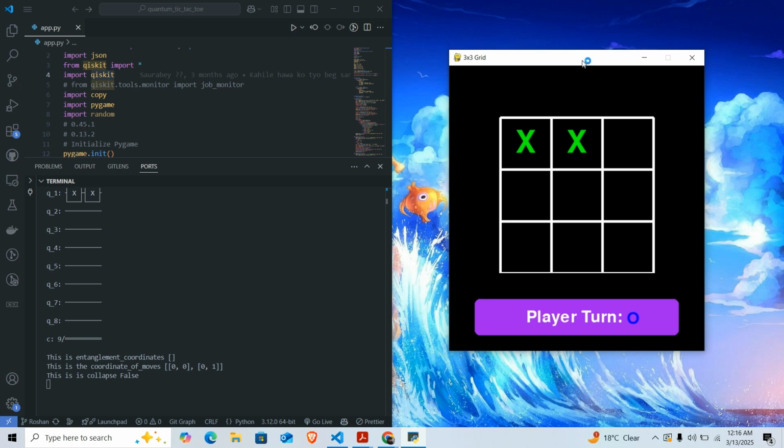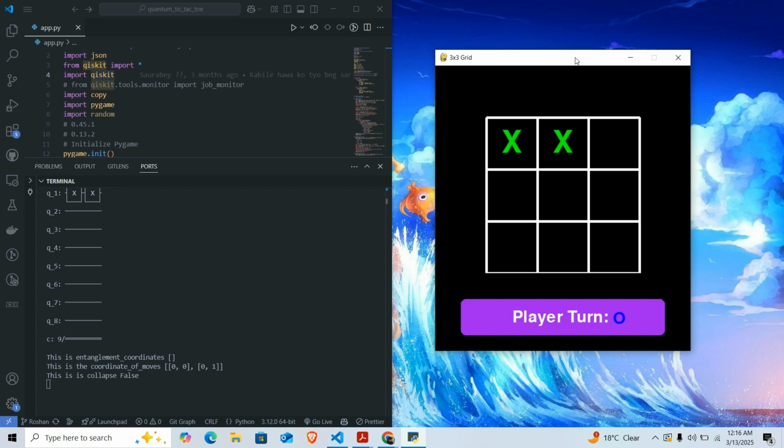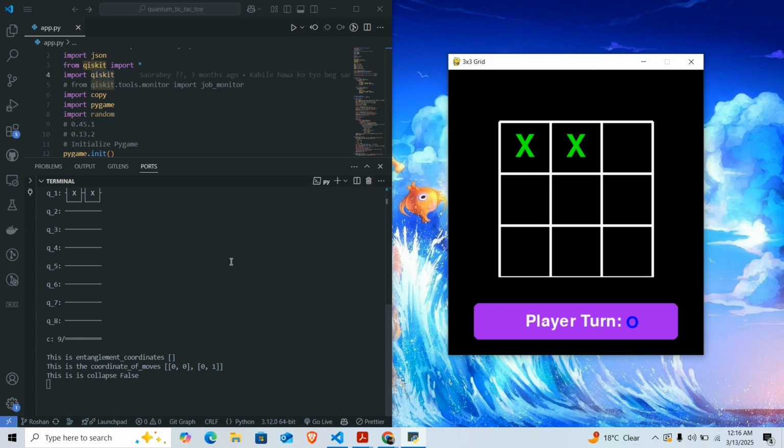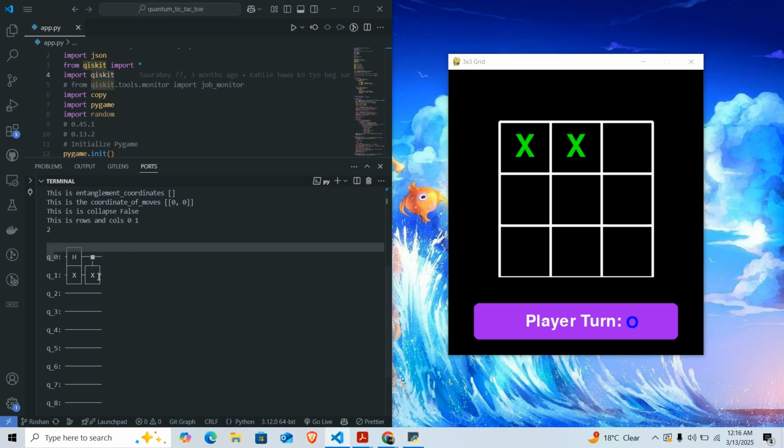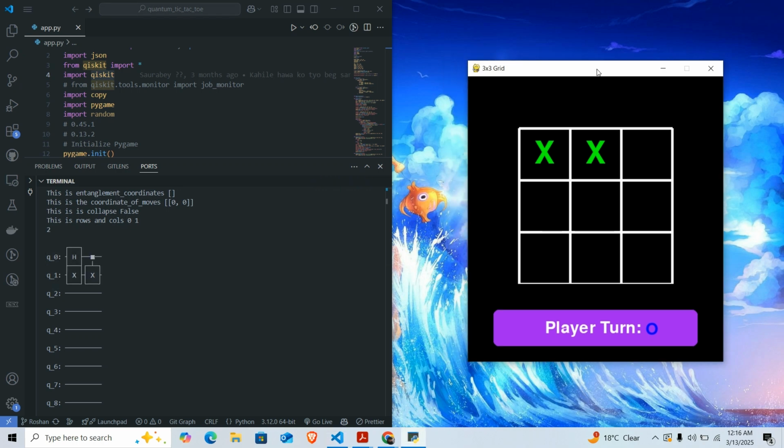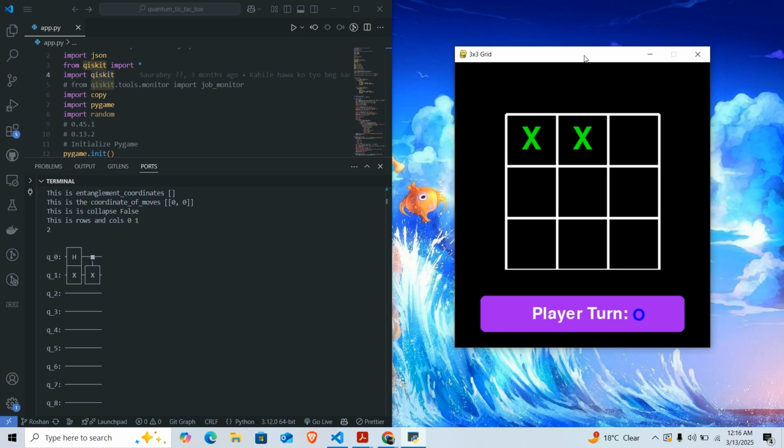In quantum mechanics, there are three basic or most important concepts: superposition, entanglement, and collapse. Superposition means, for example, if you flip a coin in the middle, you never know whether it is heads or tails. In that state, it is superposition. Until it is collapsed, you never know whether it is heads or tails. Likewise, these two positions on the board are known as superposition.